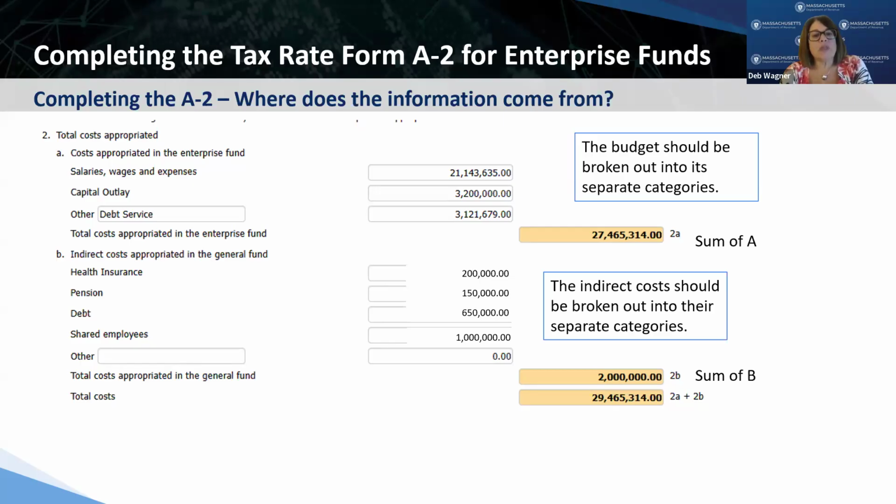And they didn't, this particular city, but I, as an example for you, broke out costs into each of the lines. So you would break out the indirect costs into each of their separate categories. And you'll see that the total costs come out to $29,465,314, which is what the total revenues came out to be.